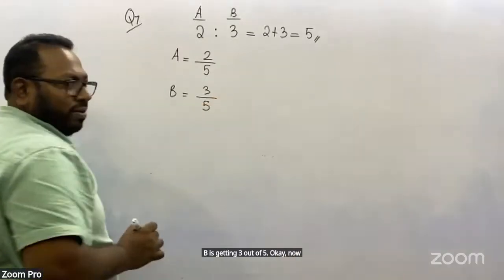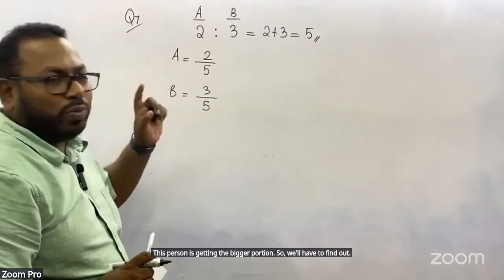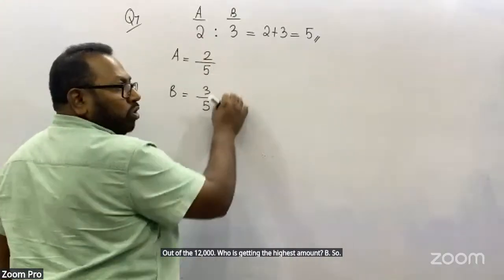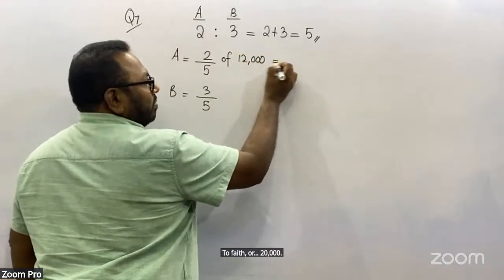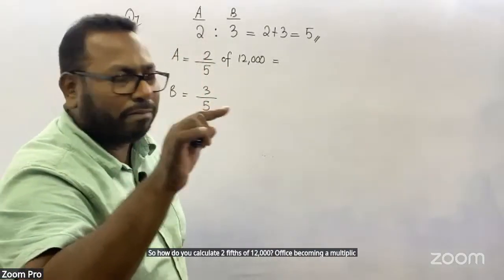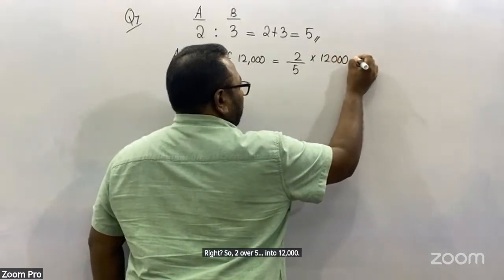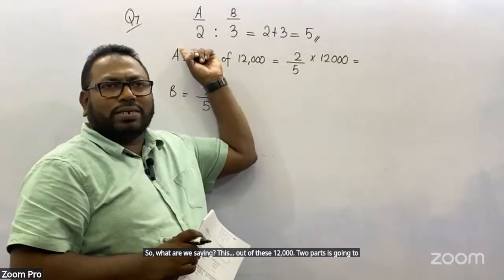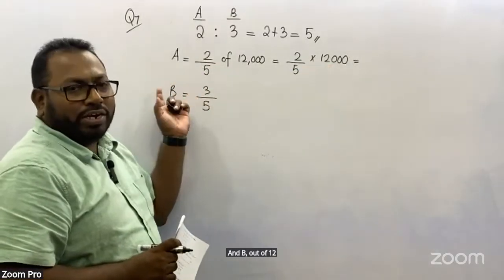Now, who is getting the bigger portion? This person is getting the bigger portion. So we'll have to find out of the 12,000, who is getting the highest amount? B. So we'll calculate for both. 2/5 of 12,000, that is for A. How do you calculate 2/5 of 12,000? Of becomes a multiplication, so 2 over 5 into 12,000. What we are saying is out of this 12,000, 2 parts is going to A, and 3 parts is going to B.